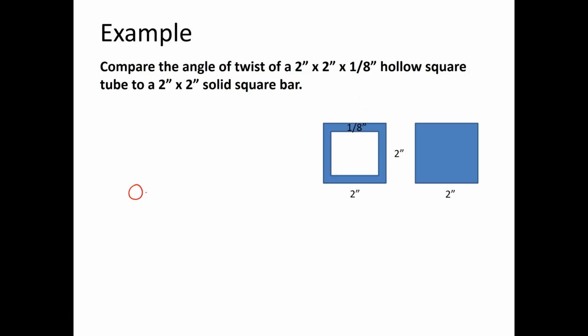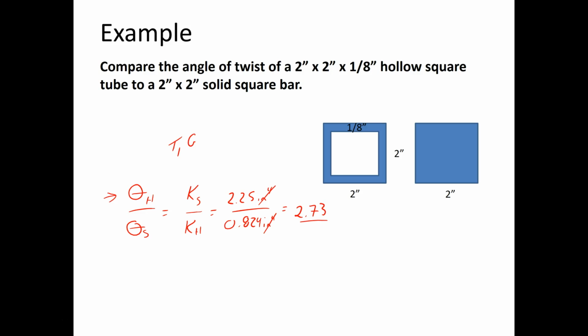And so now we compare the two, theta h to theta s. That was equal to Ks divided by Kh, and Ks is 2.25 inches to the 4th power, Kh is 0.824 inches to the 4th power. And we can see that our units cancel, and we have a value of 2.73. And what we're saying is that our hollow tube, given the same torque, shear modulus, and length, the hollow will twist 2.73 times more than the solid.